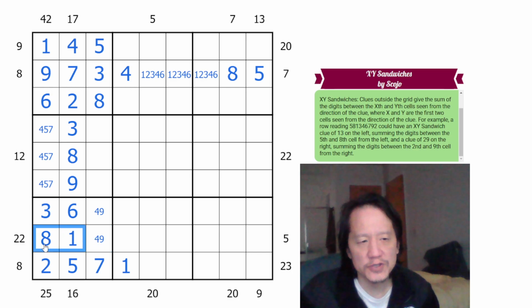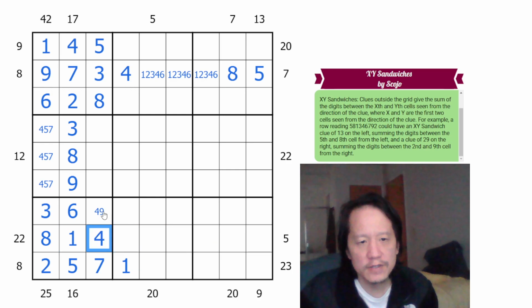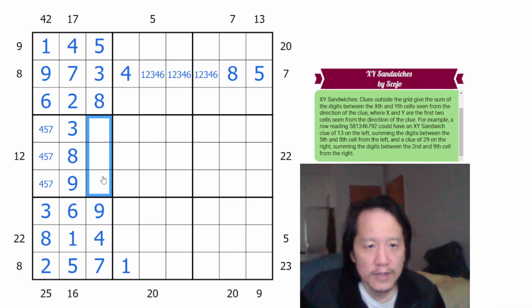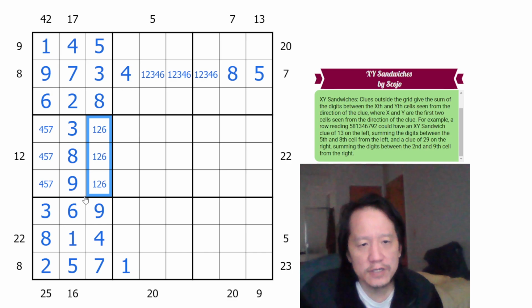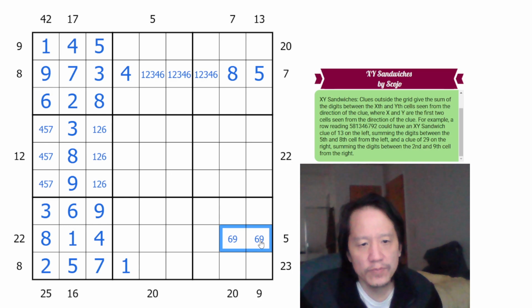Obviously this is still the same. So we have between the first digit and the 8th digit, that's 6 digits, adding up to 22. That can only be 1, 2, 3, 4, 5, and 7. So this is 4. This is 9. I don't know how I messed this up. Anyways, this is now 1, 2, and 6. This has to be 6 and 9 over here.